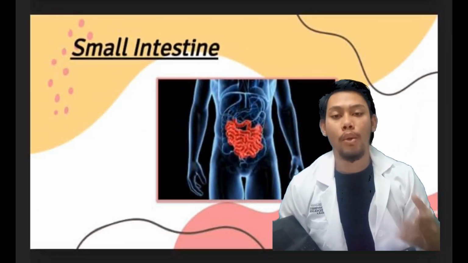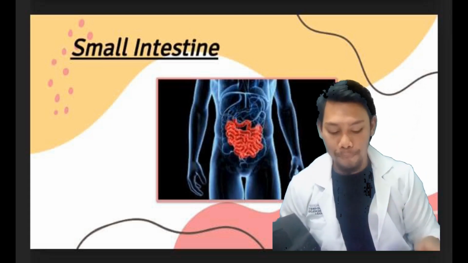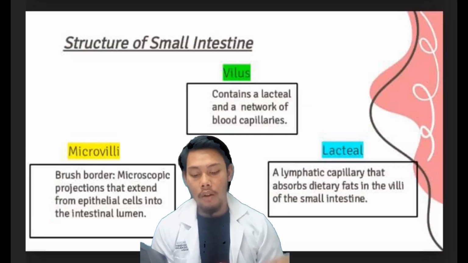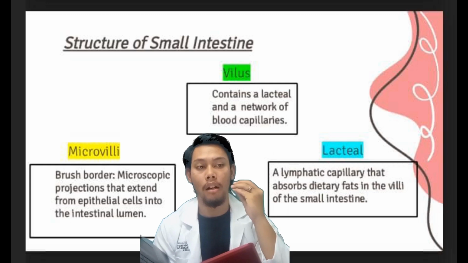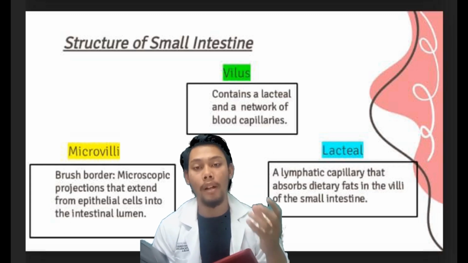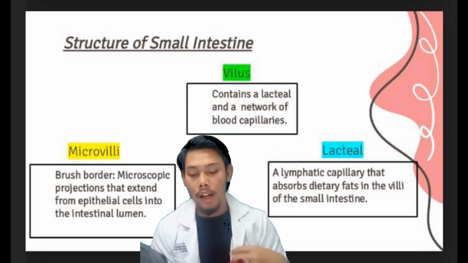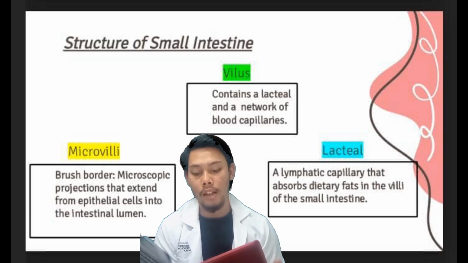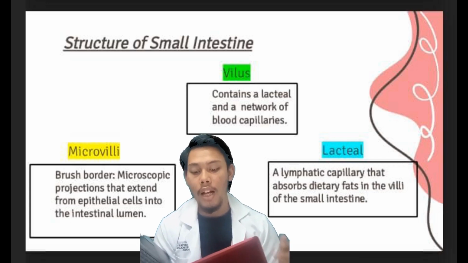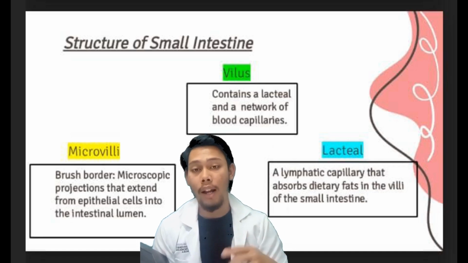I want to present to you what happens to the apple when it goes to the small intestine. What is villus? Villus contains a lacteal and a network of blood capillaries. This villus is to absorb the nutrients into our body, into our blood capillaries. And what is microvilli? Microvilli is a brush border microscopic projection that extends from epithelial cells into the intestinal lumen. Why is the microvilli called a brush border?